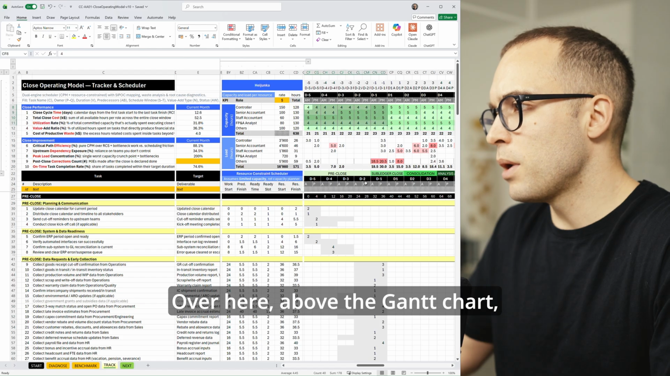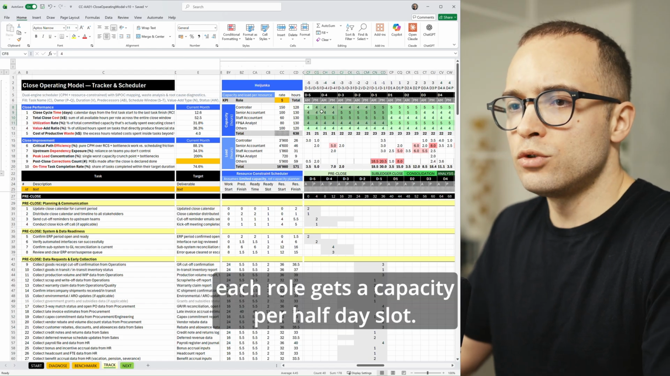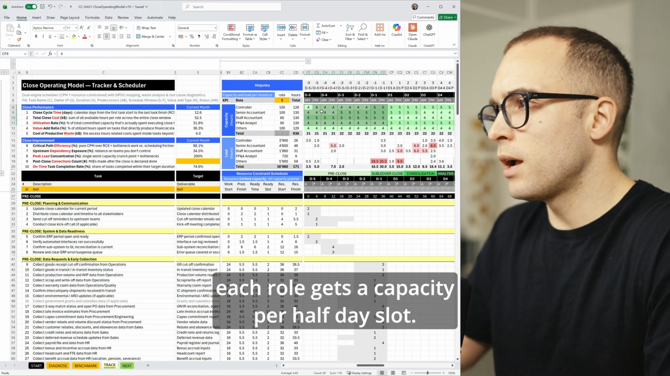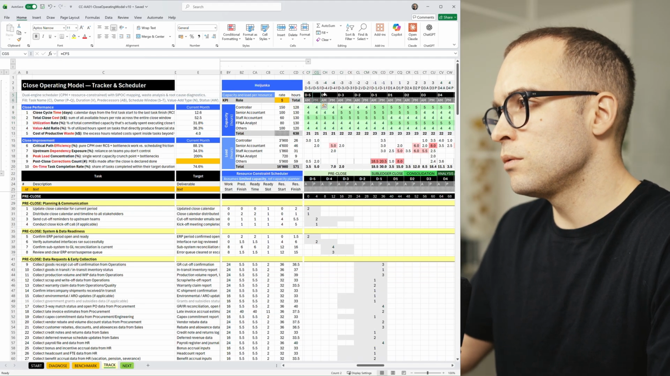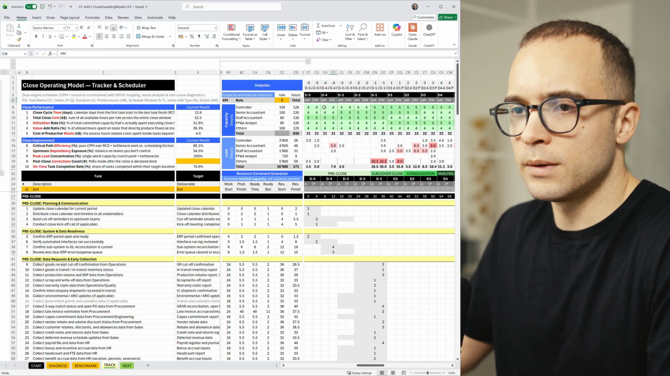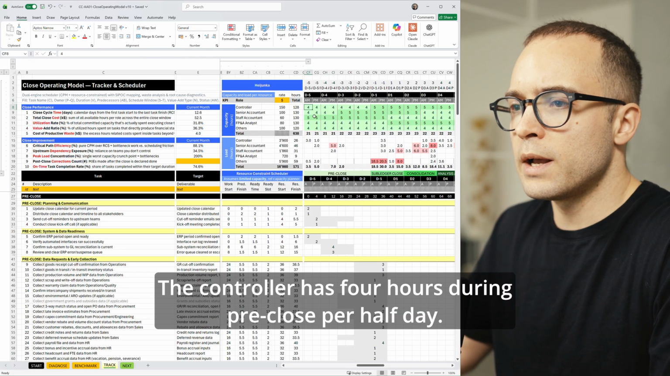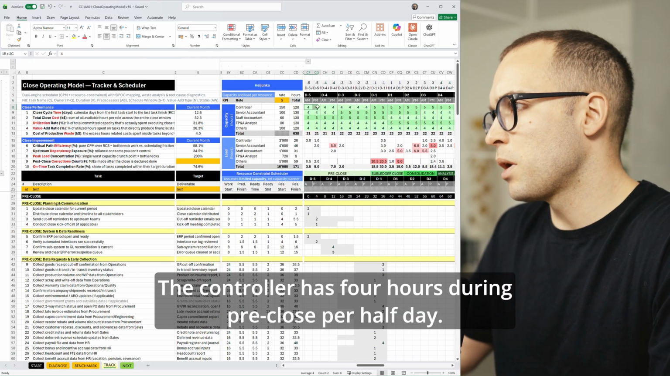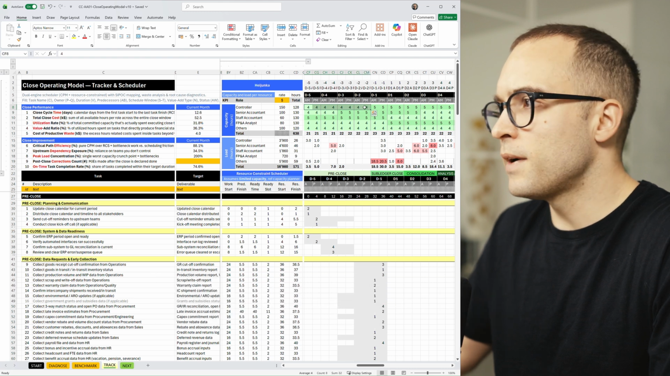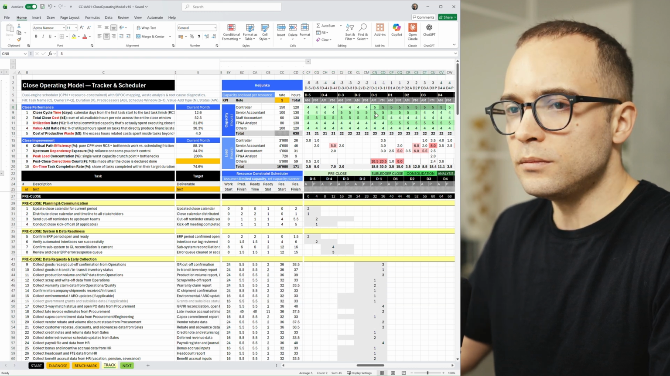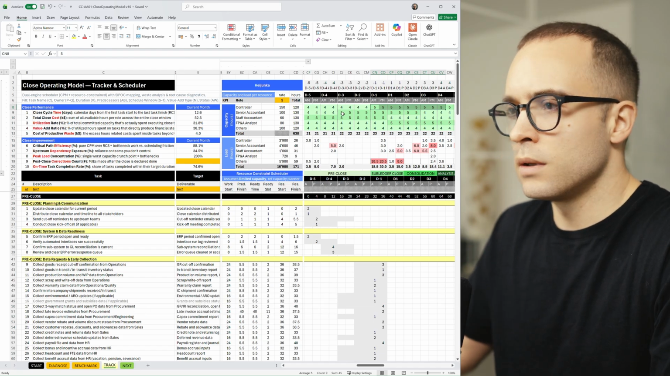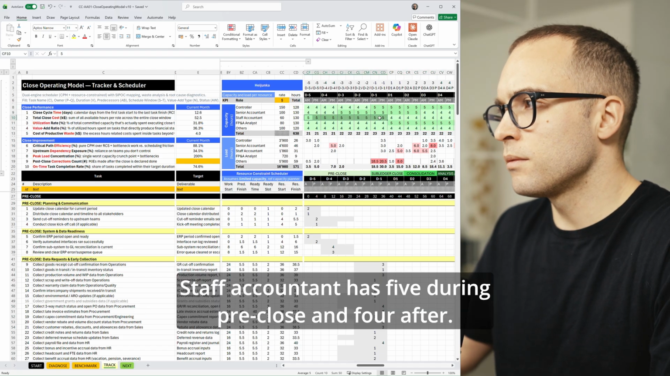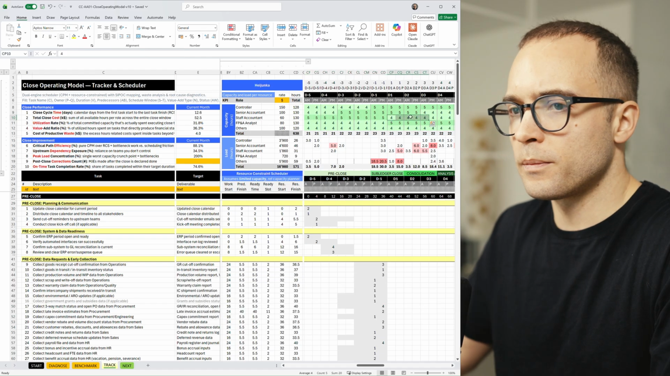Over here, above the Gantt chart, each role gets a capacity per half-day slot. D-5 a.m., D-5 afternoon, D-4 morning, and so on, you understand. The controller has 4 hours during pre-close per half-day, more or less, 5 during the close. Senior accountant, more or less the same pattern with a different timing. Staff accountant has 5 during pre-close and 4 after.